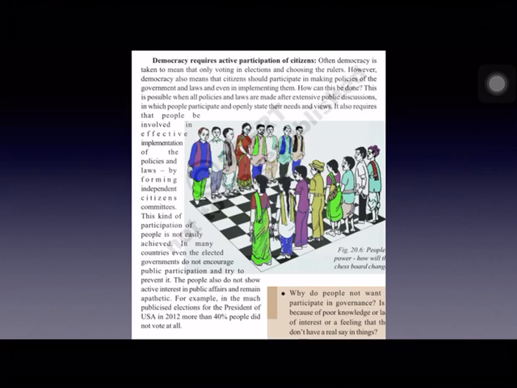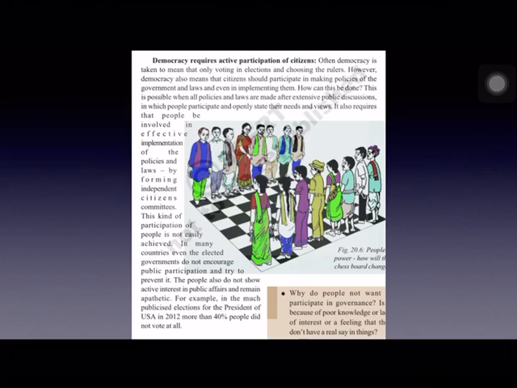Of course, this type of participation is not so easy. Actually, governments of many countries do not encourage people to participate in any policy making or implementation. In fact, the government tries to prevent the people from taking part.